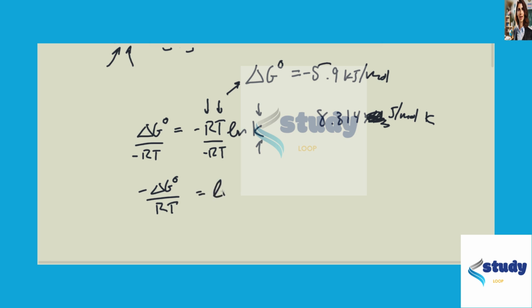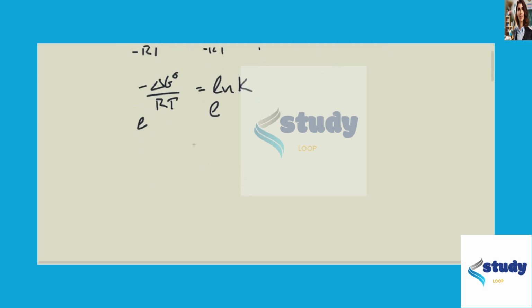convenience, equals ln K. How do we get something out of a natural log? We exponentiate. So we raise e to each side of the equation. So we get e to the negative delta G naught over RT equals e to the natural log of K, which just equals K. There we go. That's our answer. We just need to plug things into that.